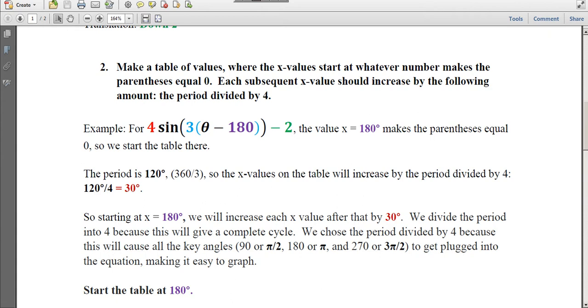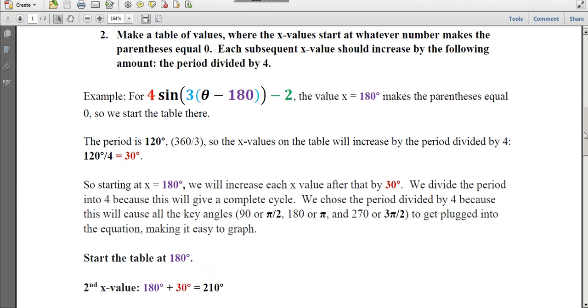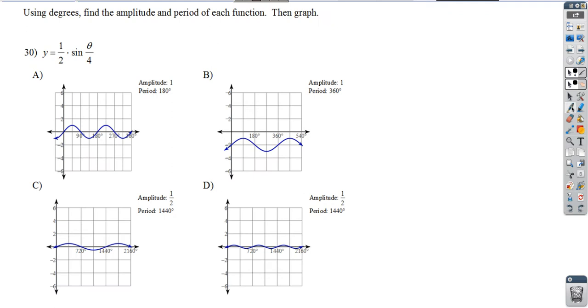Then we'll make a table of values, and we always start the table of values at whatever number makes the parentheses 0, and then we increase by the period divided by 4. And the reason you do that is on a circle or on a sine function, there are 4 significant places. There's 90, 180, 270, and then 0, 360. So important things happen at those 4 places. So we'll increase by one quarter of the period each time.